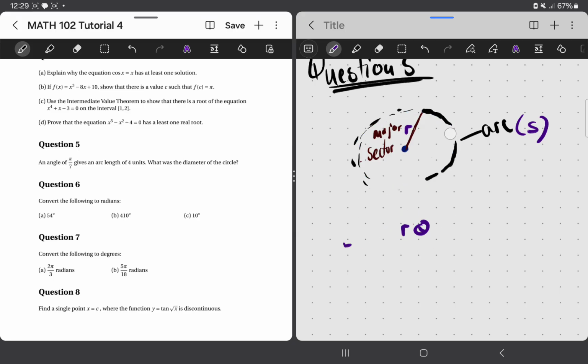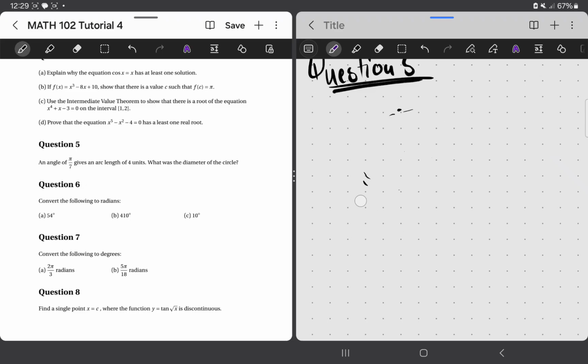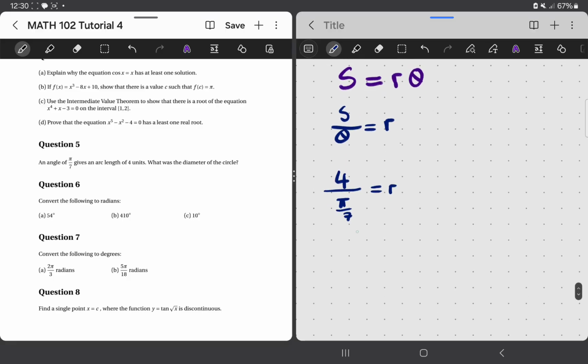So let's do it. That was a nice few minutes of explanation. We are going to say S, the arc length, the outside, is equal to r, the radius, times theta, which is the angle inside your arc. This is the arc length, this is the radius, then theta is the angle, okay? So S is equal to r theta. We want the radius first, so S over theta is equal to r. What is S? They said what is the diameter? Yes, S is the arc length, which we've been told is 4, divided by theta, which is pi over 7. And this will give us r, the radius.